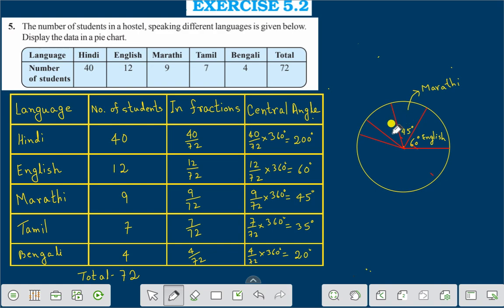After that, 35 degree. This central angle is 35 degree, which means it is Tamil, T-A-M-I-L. And this one is 20 degree. The central angle is 20 degree, and this one is Bengali.